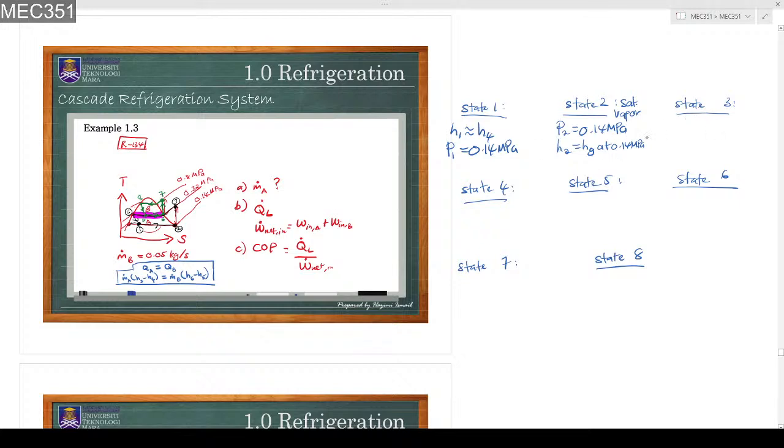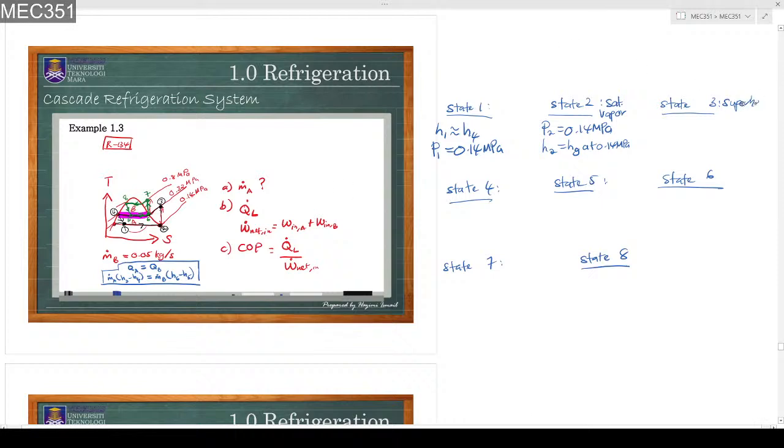And state 3. From the TS diagram, it is already shown that this is superheated. P3 is at the middle line, so it is 0.32 MPa, as given by the question. And S3 is supposedly equal to S2, entropy. Why? Because the question says this is an ideal vapor compression, so we assume there is 100% isentropic efficiency. From these values, we will find the value of H3.